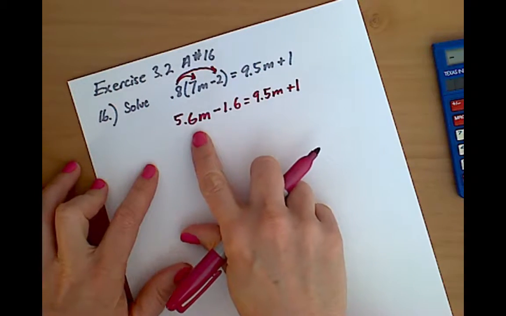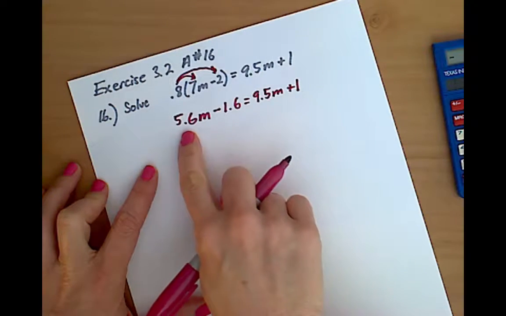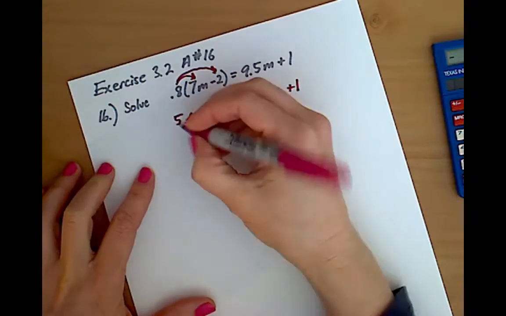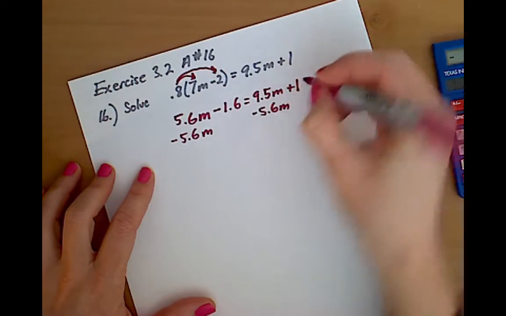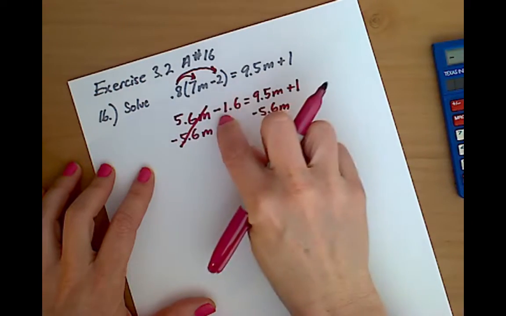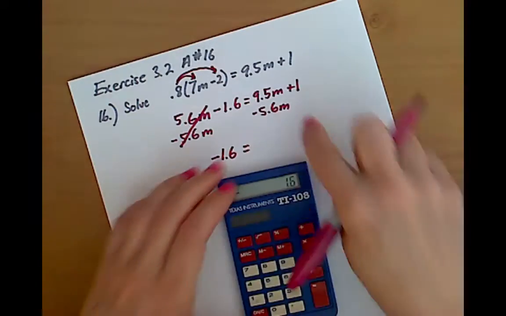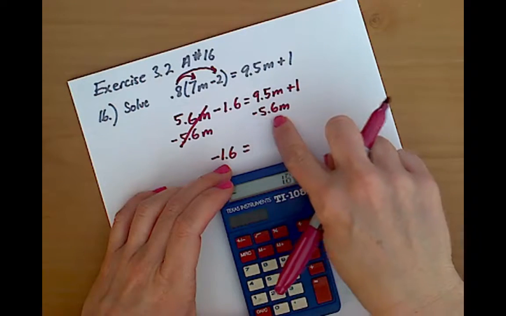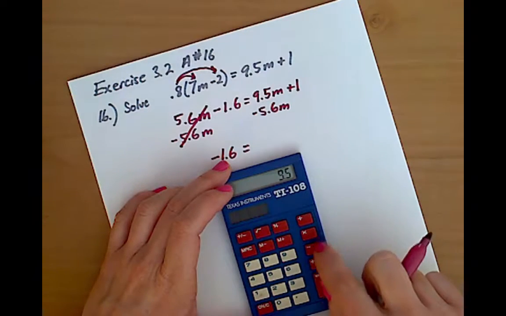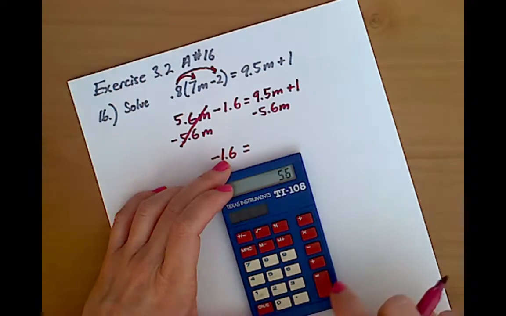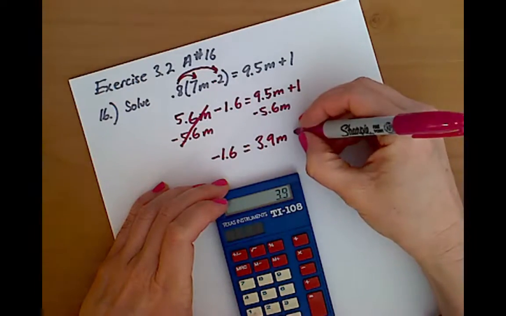All right, now I have an m here and an m here, so I want to get them both on the same side. For me, I like to take the smaller one and subtract it from the bigger one. So I'm going to subtract 5.6 from both sides. Minus 5.6m. These two add to 0, and we're left with a negative 1.6 on this side. And then over here, we have 9.5m minus 5.6m. So we're going to take our 9.5, and we're going to subtract 5.6, and we get 3.9m, and then this plus 1 stays the same.